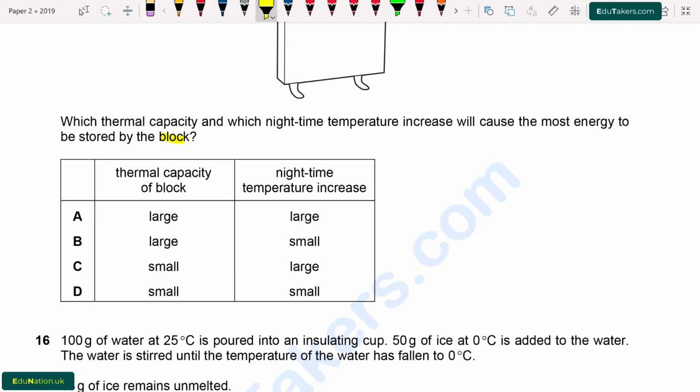Now we see the options. Thermal capacity of the block and night time temperature increase. Option A, large, large. B, large, small. C, small, large. Option D, small, small. Now the temperature increase at night should be large and also the thermal capacity of the block should be large. So option A is correct.